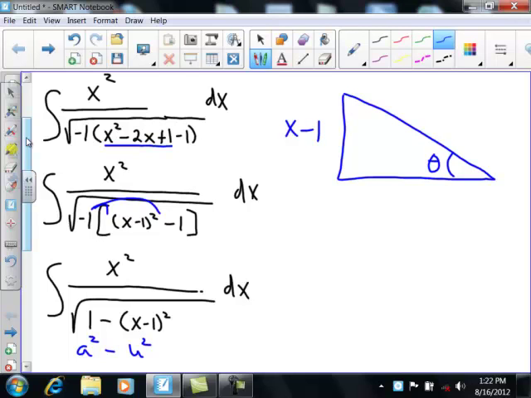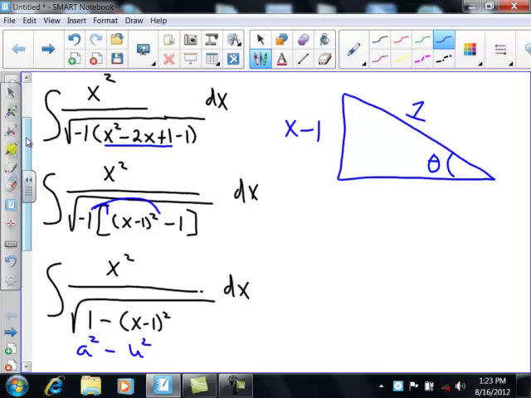There's some basic rules you've got to memorize, and something that fits the form a squared minus u squared, whatever your quantity is squared that involves the variable, which in this case is x minus 1 squared, that is what you want to call your opposite side. And then your hypotenuse is your constant, which in this case is 1, and so 1 squared is still 1, so that side right there is just 1. Alright, so I'm using the square root of both of those. Square root of 1 is 1, and the square root of x minus 1 squared is x minus 1, using just a and u over there.